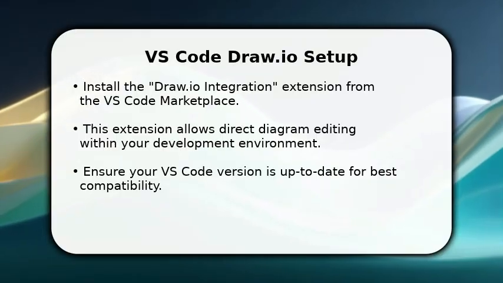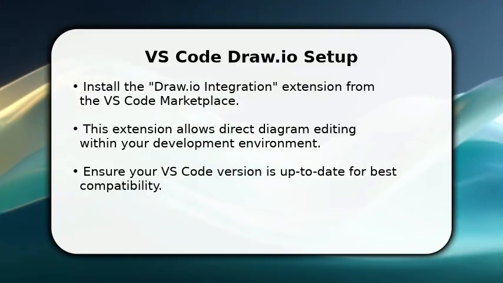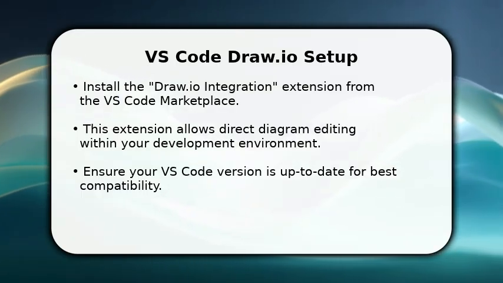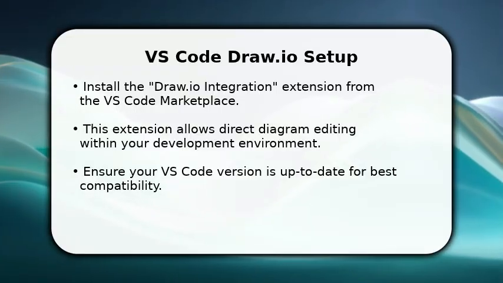In this video, I will show how to use drawio in VS Code. First, open your VS Code editor and navigate to the Extensions view. Search for drawio integration by Henning Dieterichs and click Install.